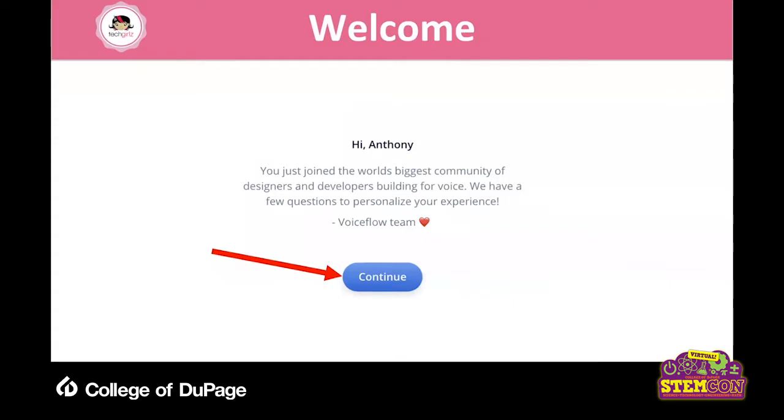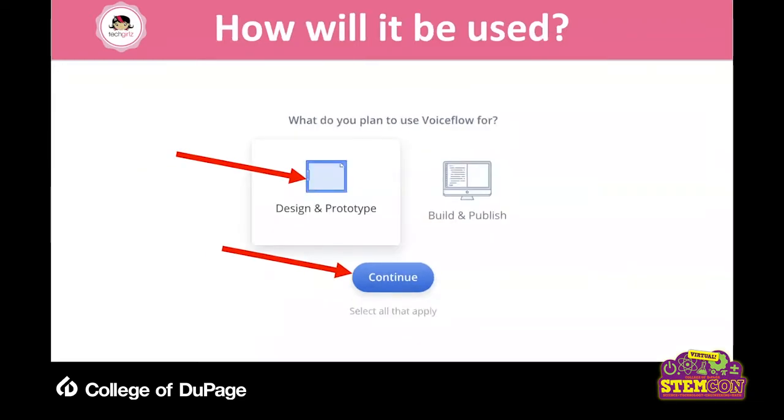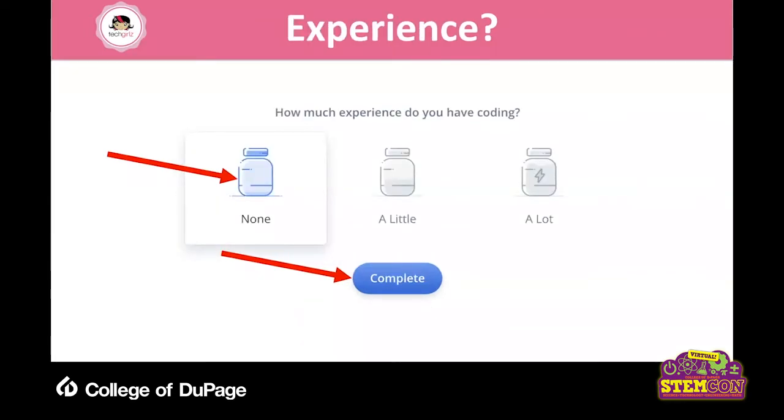You'll come to a welcome screen, just press continue. The next step, it'll ask you if you're using it as a team or just yourself. Choose just me and then continue. You'll want to also choose design and prototype, that's what we'll be doing today, and then continue. Because this is new and you're learning it for the first time, just choose that you have experience level in coding, none, and complete.